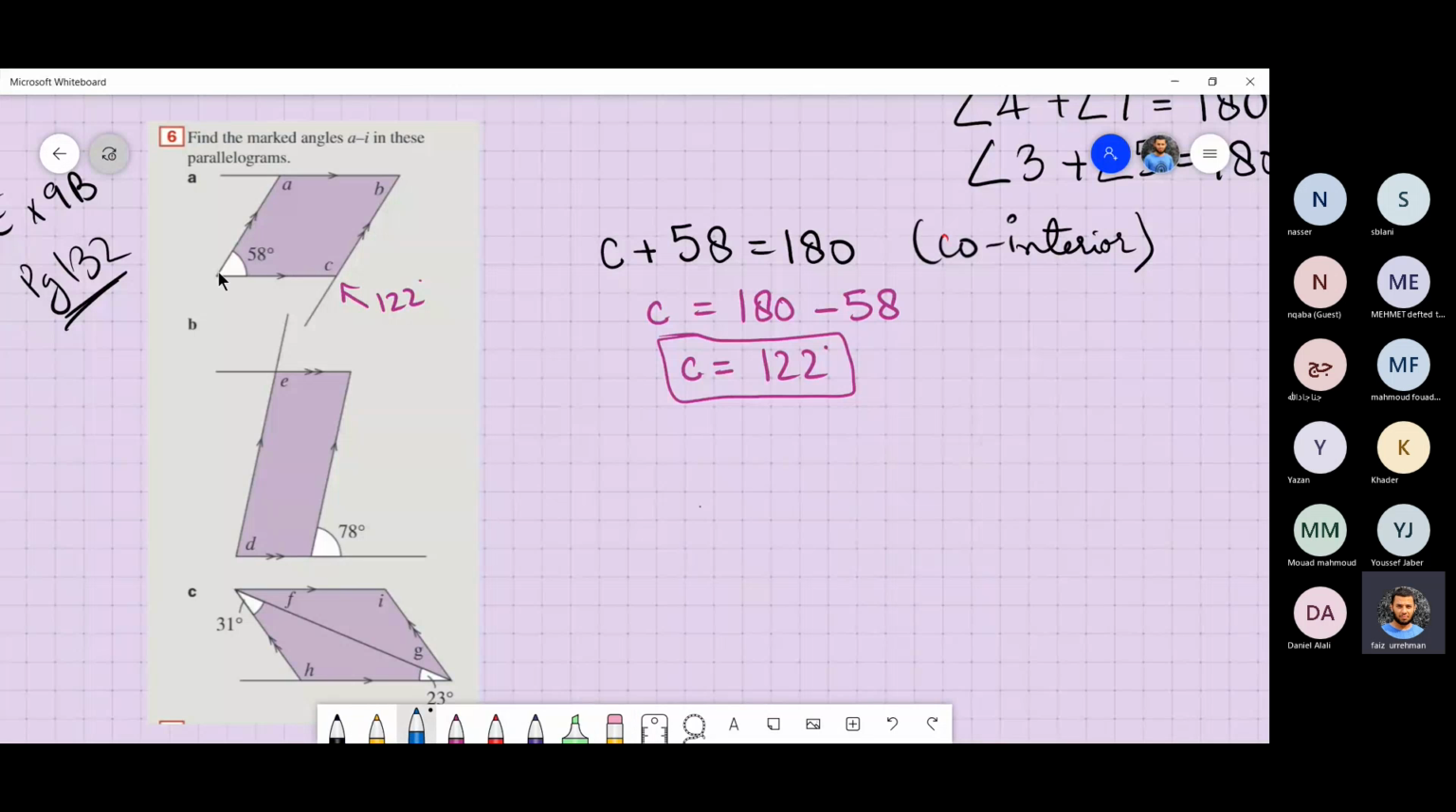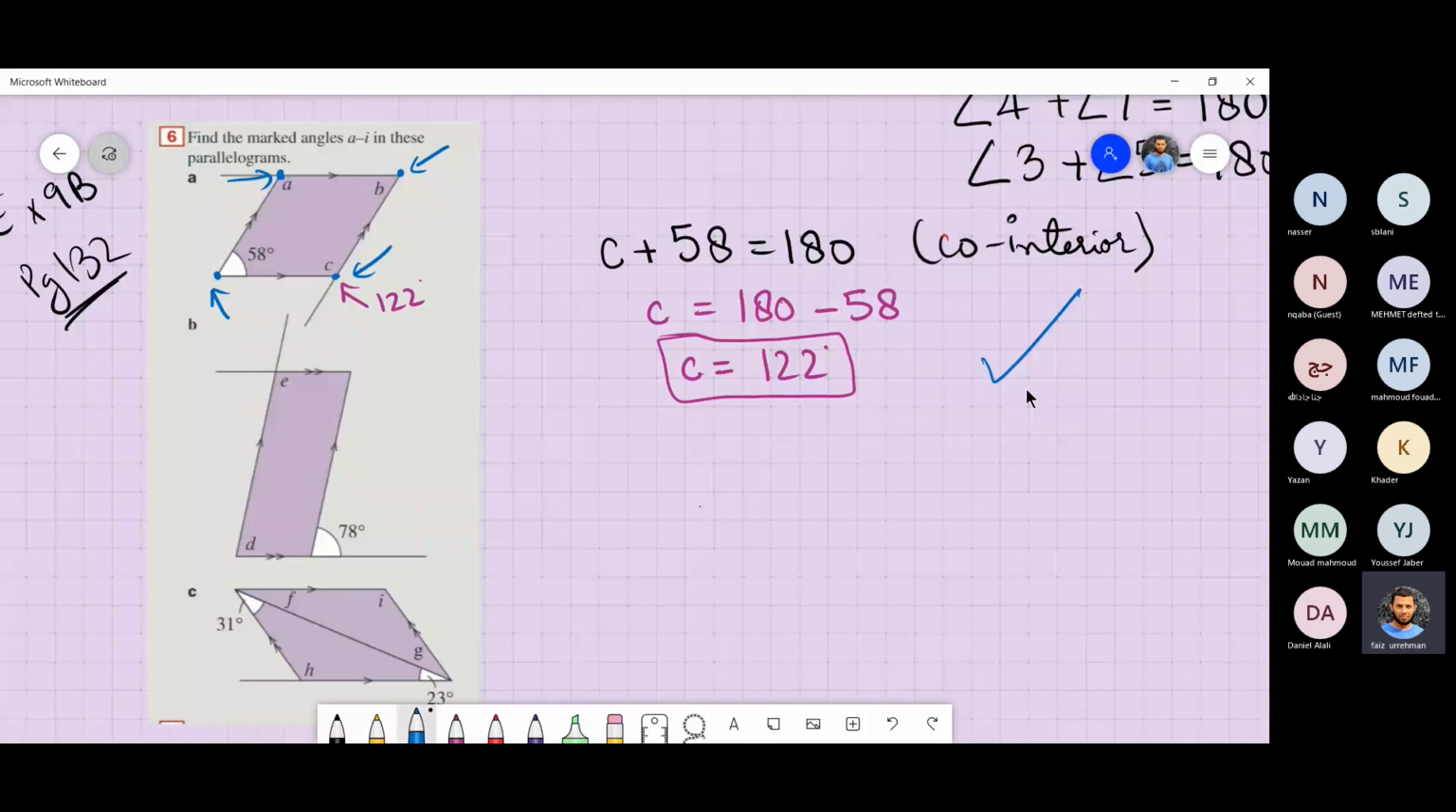So in this diagram, 58 is formed here, C is formed here, B is formed at this vertex, and A is formed at this vertex. So 58 and C we found using the co-interior property. Is the first point clear or not clear? Clear.